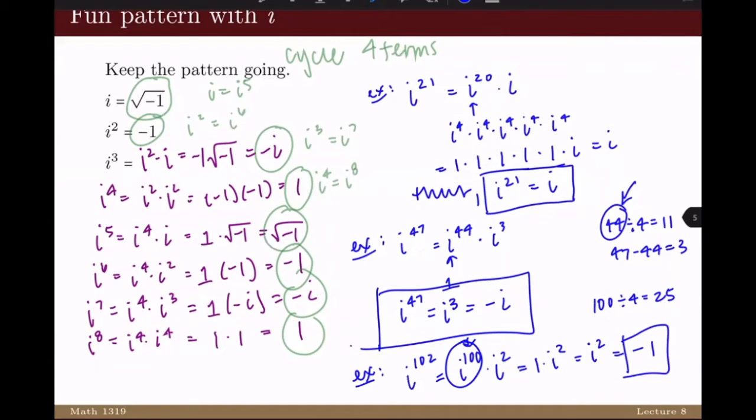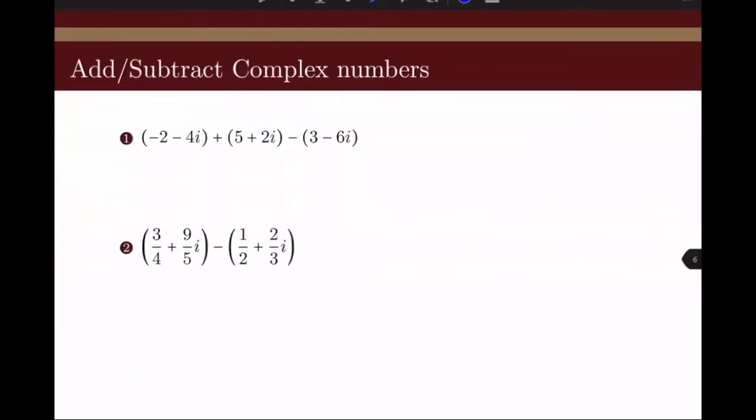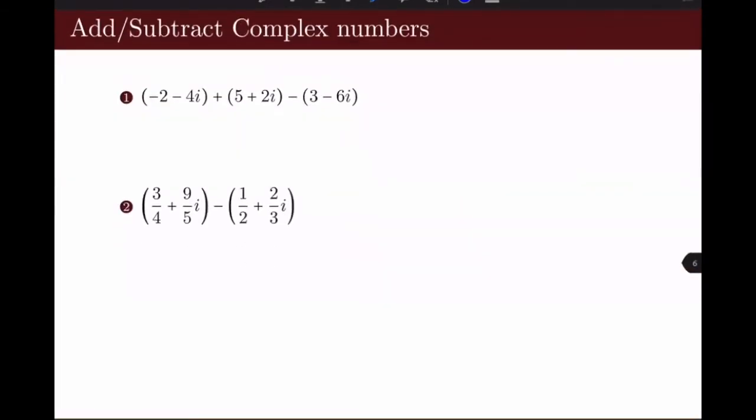All right, moving on. Let's talk about now how to add and subtract complex numbers. What you're always going to want to do first is distribute a negative sign. Anytime you see a negative outside of the parentheses, you want to do that first. When you have a plus outside of parentheses, nothing really happens. So then we have negative 2 minus 4i plus 5 plus 2i minus 3 plus 6i by distributing that negative.